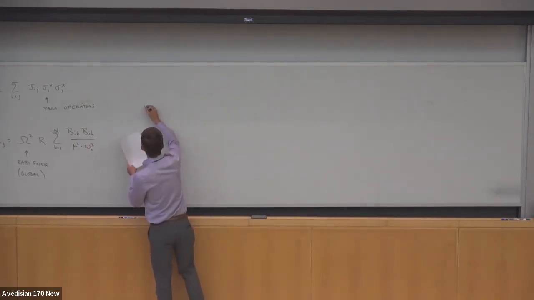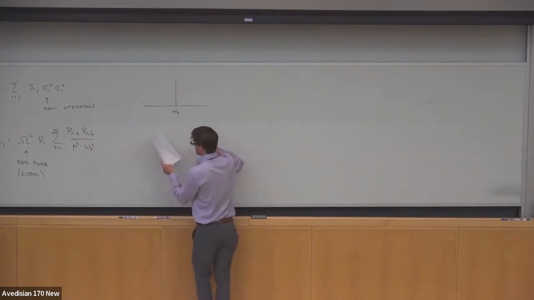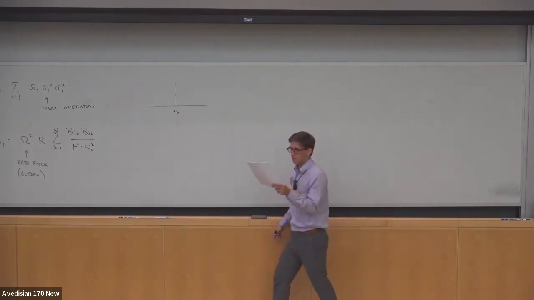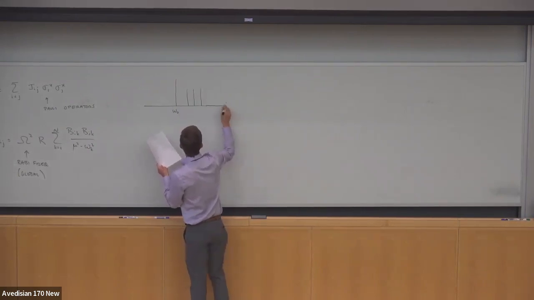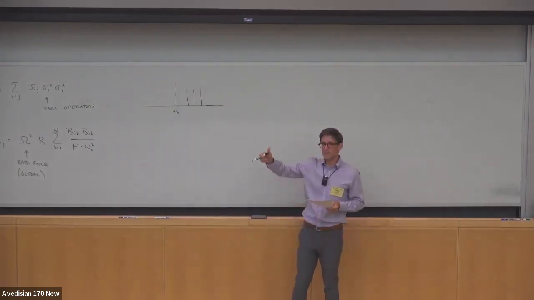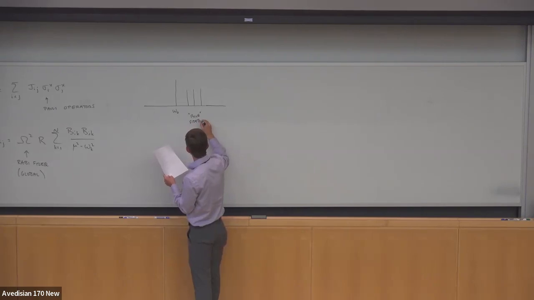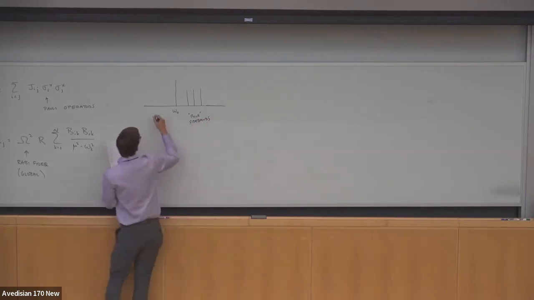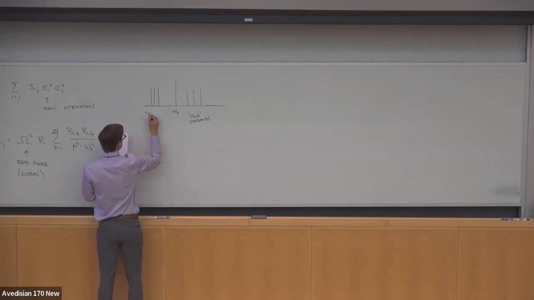I also drew this picture in frequency space. Here we have omega 0. Sometimes this gets the jargony term of being called the carrier. Then we have the frequencies that you can excite by flipping a spin and adding a phonon. These are often called the blue side bands to the carrier. On the other side, we have all of the frequencies where we can flip a spin but subtract one phonon, and these are the red side bands.